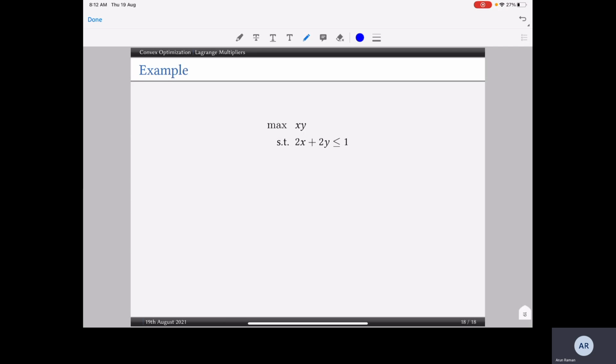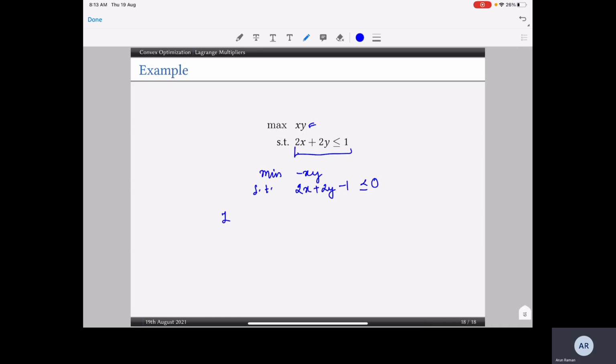We will finish the lecture with a small example. We want to find the value of x and y. This is the area of a rectangle, and this is a constraint on its perimeter. It is a very simple example. We will first convert it into standard form, which is that of minimization. So 2x plus 2y minus 1 is less than or equal to 0.